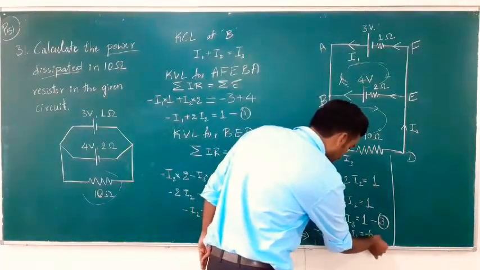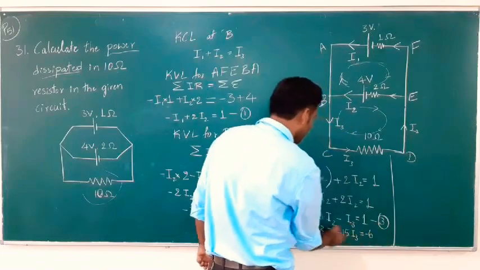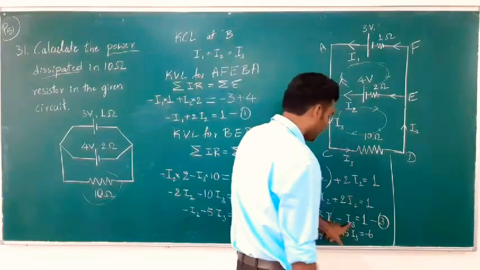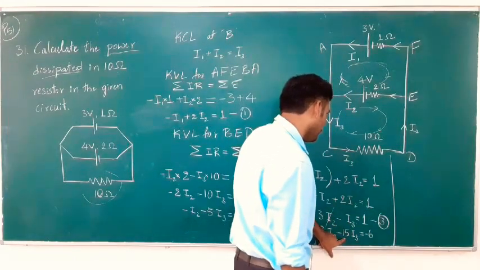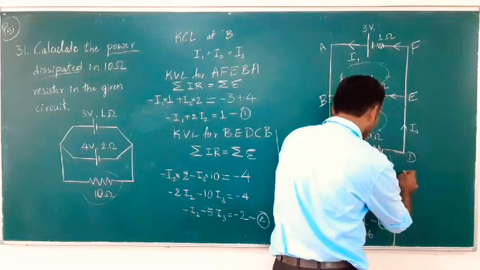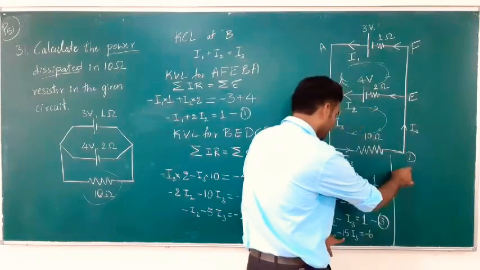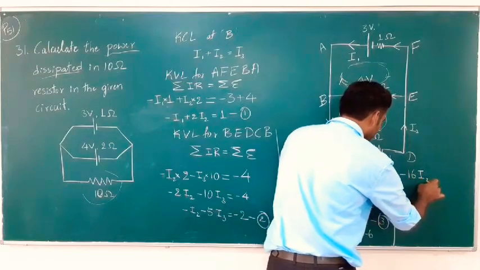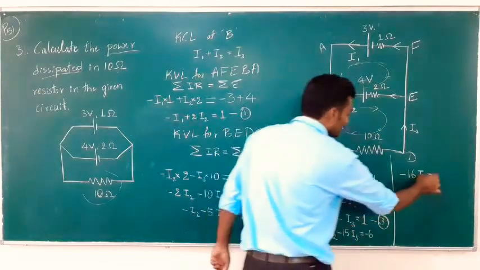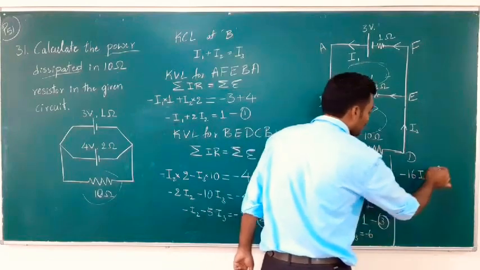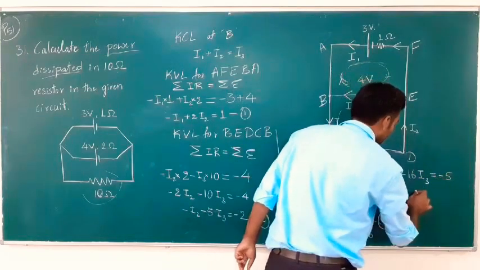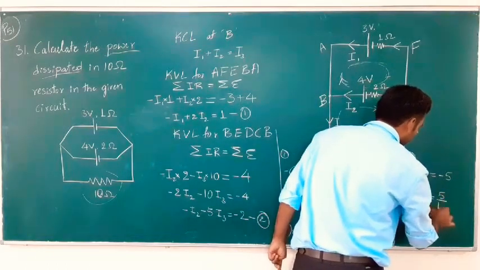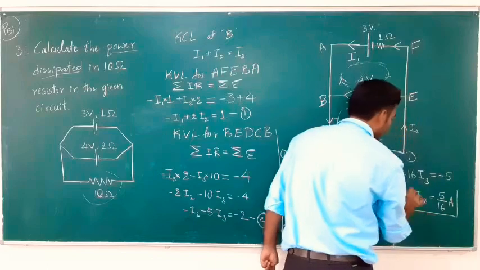Now we need to simplify this. We'll add these two. Upon adding these two, I2 gets cancelled, and it is minus I3 and minus 15I3, together minus 16I3. Minus 16I3 is equal to minus 6 plus 1, minus 5. So there I have the value of I3 given by 5 by 16 ampere.